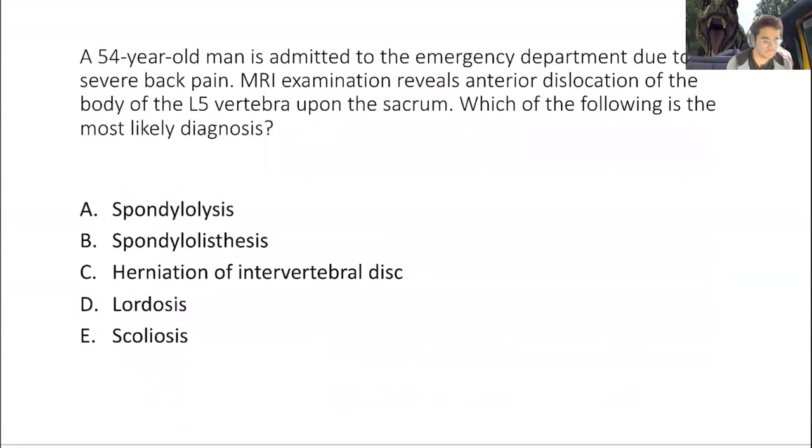Let's do this question while I try to check some water and not lose my voice.